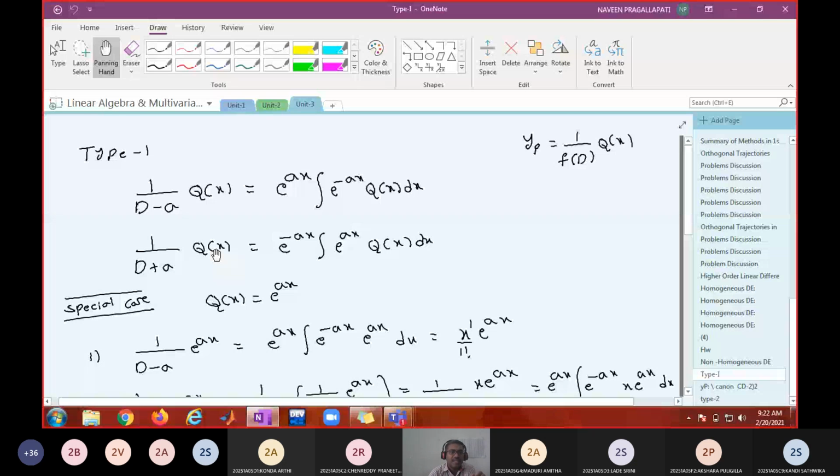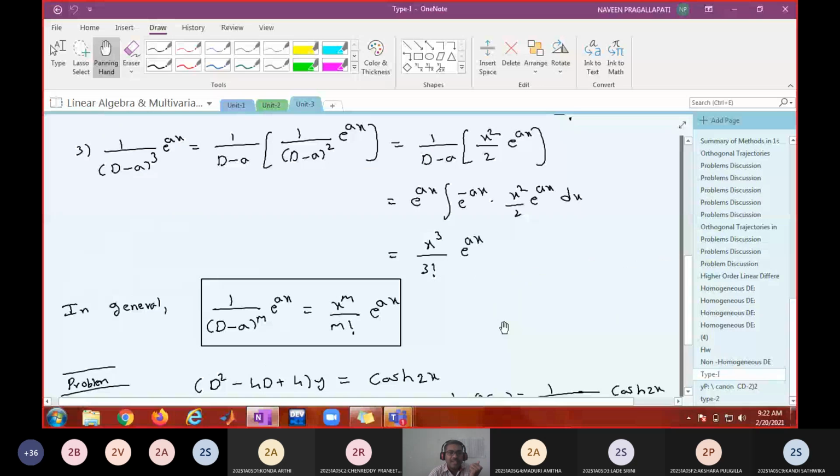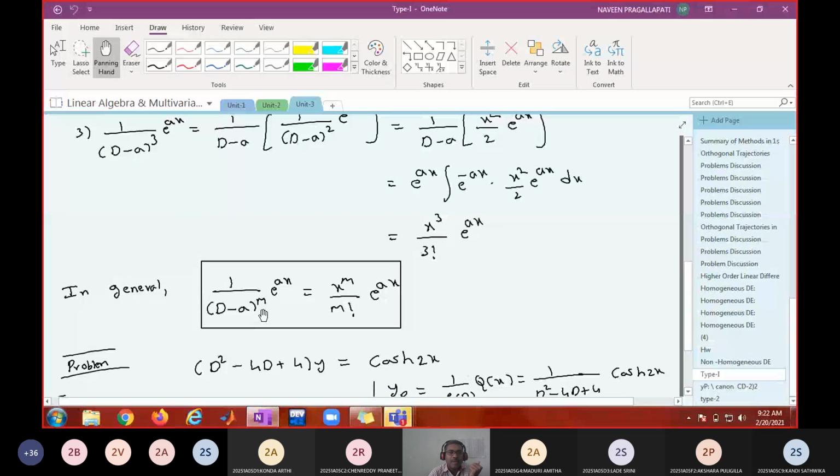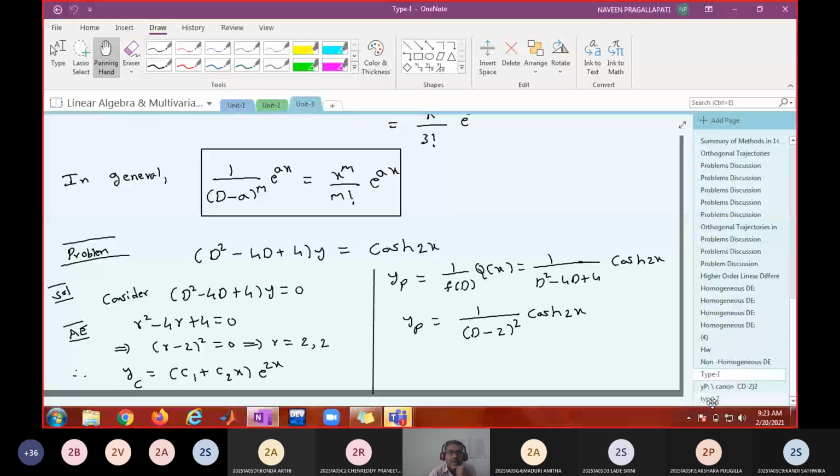If Q(x) is e^(ax), then 1 by (D minus a) of e^(ax) is going to be x e^(ax). And the generalization to this is 1 by (D minus a) whole power m of e^(ax) is x^m by m factorial into e^(ax). Okay, and after that we have seen type 2.